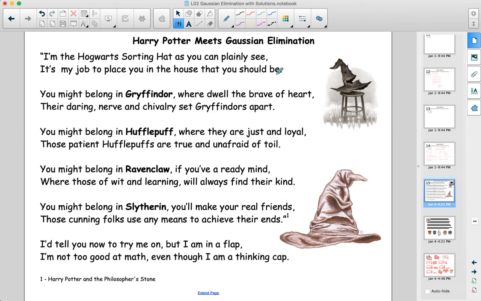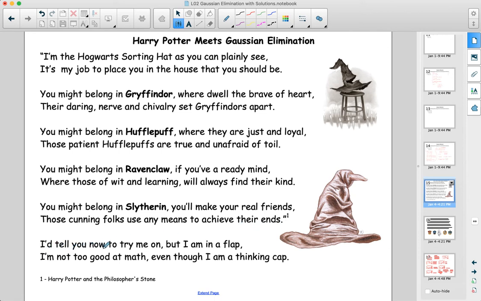So I'm the Hogwarts sorting hat, as you can plainly see. It's my job to place you in the house that you should be. You might belong in Gryffindor, where dwell the brave of heart. Their daring nerve and chivalry set Gryffindors apart. You might belong in Hufflepuff, where they are just and loyal. Those patient Hufflepuffs are true and unafraid of toil. You might belong in Ravenclaw, if you've a ready mind, where those of wit and learning will always find their kind. You might belong in Slytherin, you'll make your real friends. These cunning folks use any means to achieve their ends.